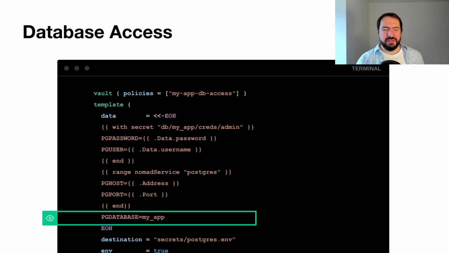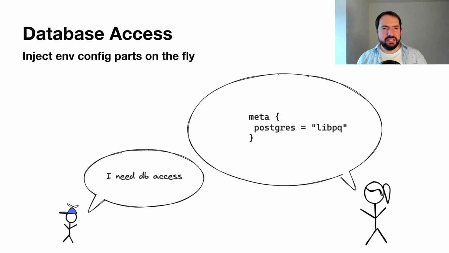And I have to remember that in this case, my job has a minus in it, it's my-app, but the database only works with underscores, so it's my_app. So that will work, but isn't there an easier way?